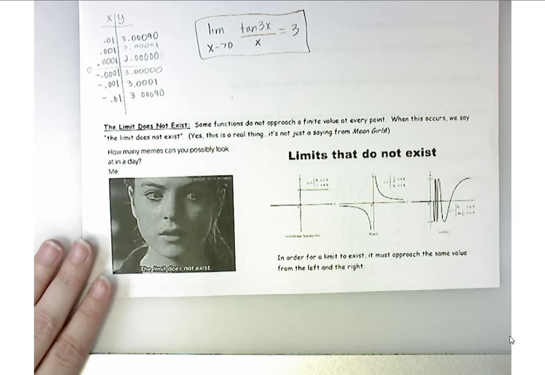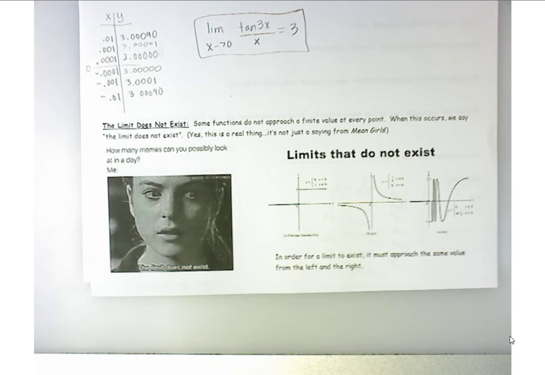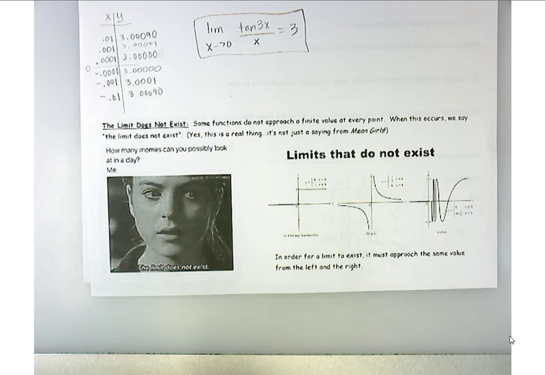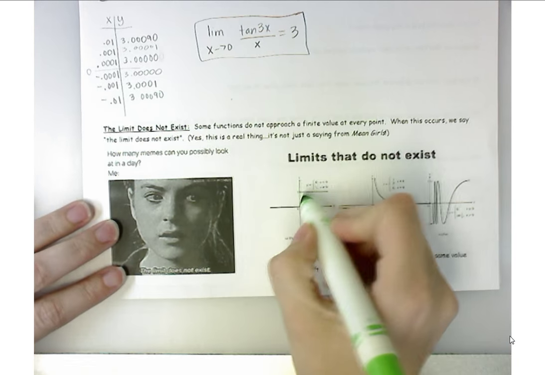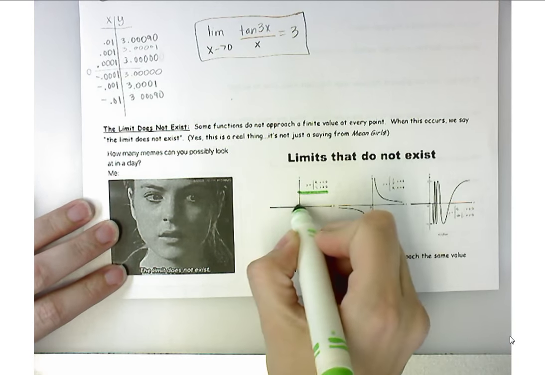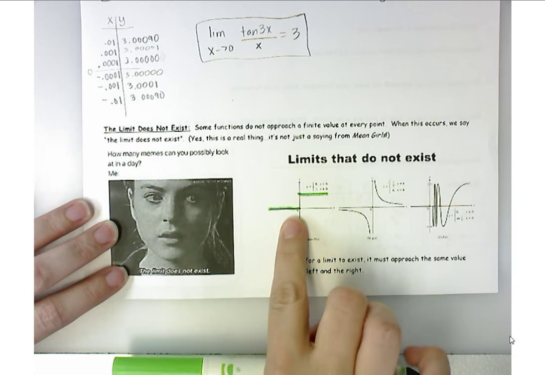Alright, now we're going to talk about the limit does not exist, so something we touched on earlier. So some functions do not approach a finite value at every point, and when that happens, you say the limit does not exist. So not just something that you heard in Mean Girls. Limits that do not exist. Here are some examples.